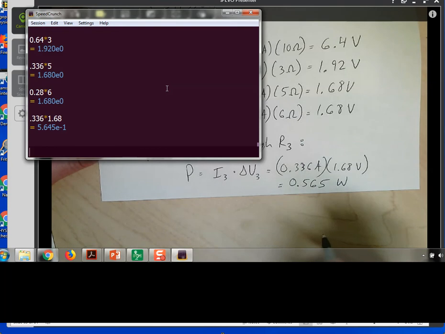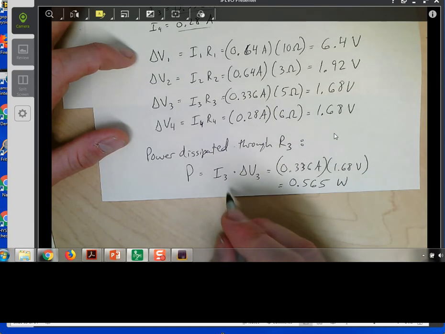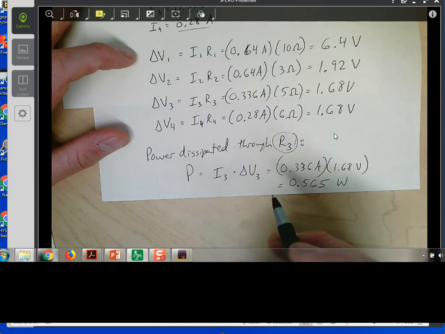I believe that you can now do the remainder of the resistors, so I'd like to encourage you as an exercise to figure out the power dissipated through R1, R2, and R4.